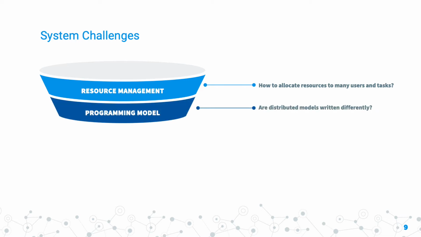Another thing that we need to think about is programming model. Are distributed models written differently? For example, if you write a model for only a single machine training, is it different than a model that can be distributed and trained on multiple devices simultaneously? Can we make a way to translate current models into distributed models automatically without having to manually rewrite models?